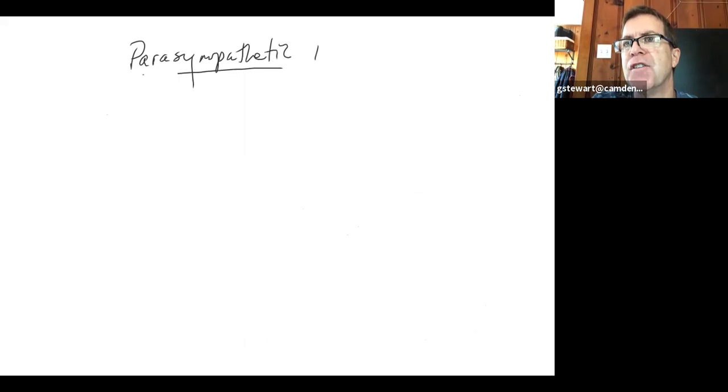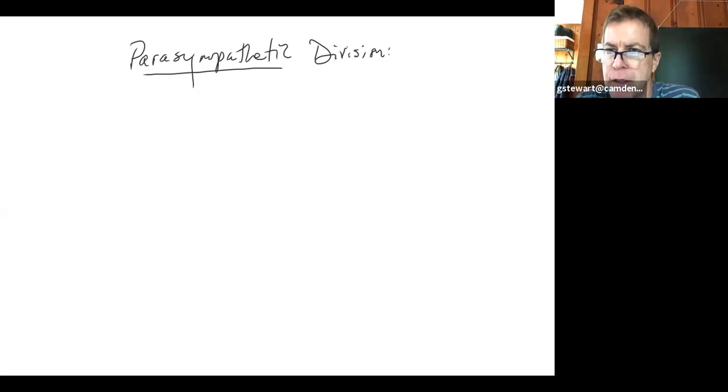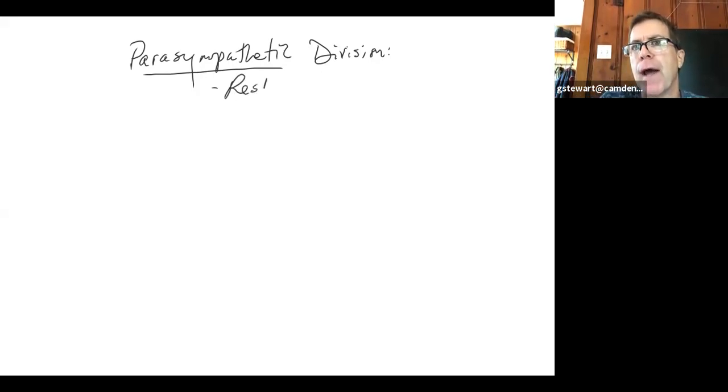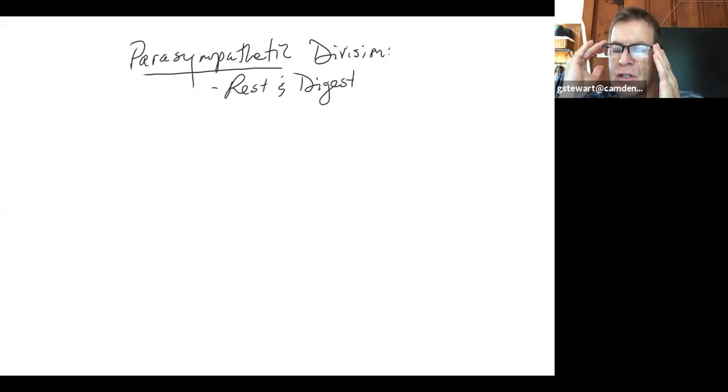I'm just going to say division. Both of these, the parasympathetic and the sympathetic, generally serve the same organs in the human body. They just have opposite effects. There's a small exception to that, I'll bring that up later. This one we call rest and digest because it's involved with body maintenance functions in general. And I'm just going to list specifically what the parasympathetic does in most cases.